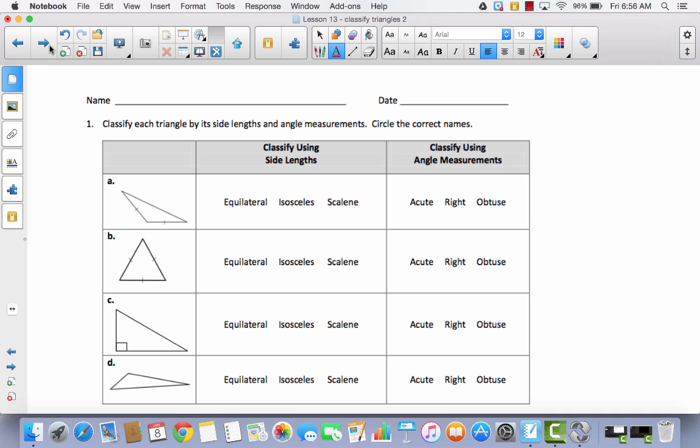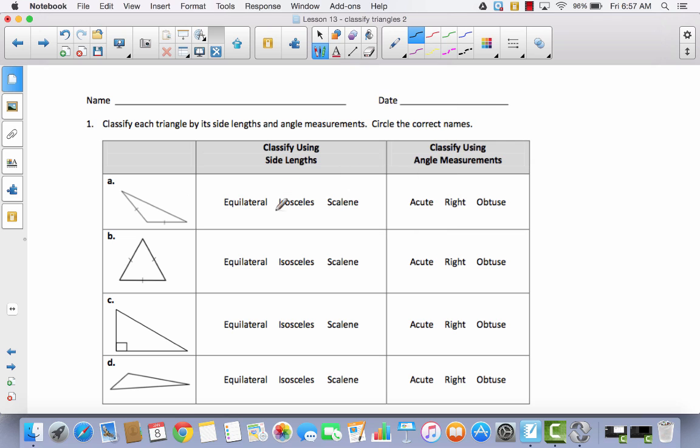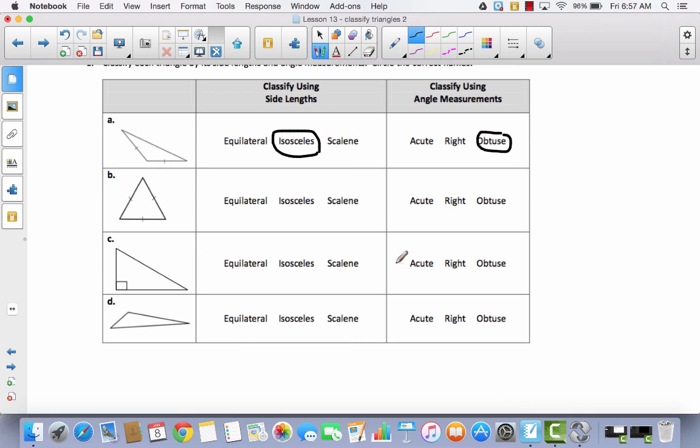All right, now let's get to our problem set for today. All right, so it says classify each triangle based by its sides, lengths, and angle measurements. Circle the correct names. Now these little tick marks right here tell you that those 2 sides are equal. So if you just look at the sides, it has 2 equal sides. And if you remember, if a triangle has 2 equal sides, we call it isosceles. So go ahead and circle isosceles. Now if you look at the angles, it has 2 acute, but it has 1 obtuse. So we're going to call it obtuse.